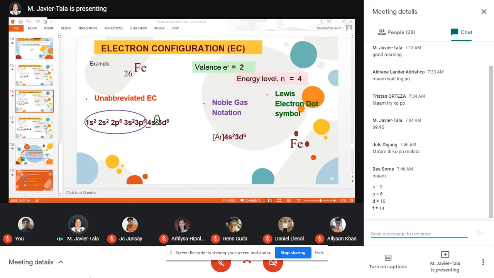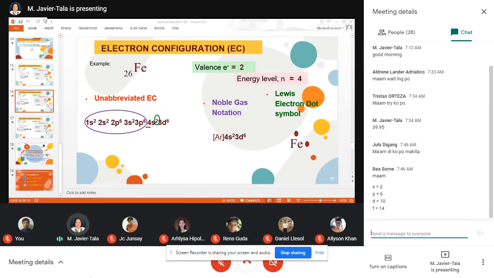Again, please take note, you don't put it as 3d6 4s2 as what is indicated in your periodic table. It's not that. It should be 4s2 3d6. 4s should come first before your 3d, because based on your electron distribution mnemonic, it is easier to fill out 2 electrons within the s subshell compared with 6 electrons in your d subshell. That's why 4s2 comes before 3d6.